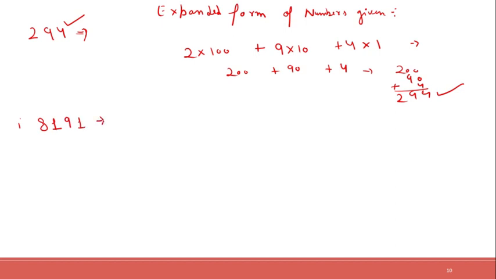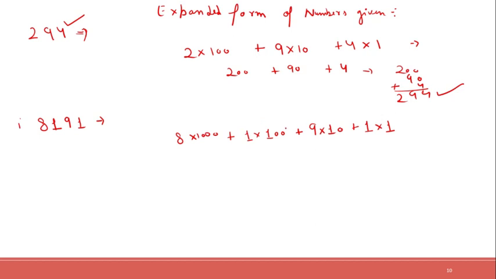Write the expanded form. So what will be the expanded form of this number? What is at the ones place? It is 1 itself. So 1 into 1 plus 9 into 10 plus 1 into 100 plus 8 into 1000.